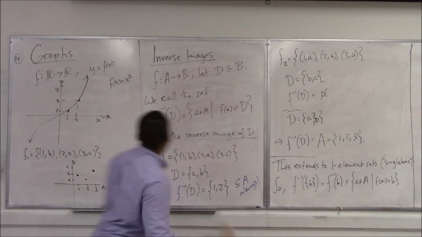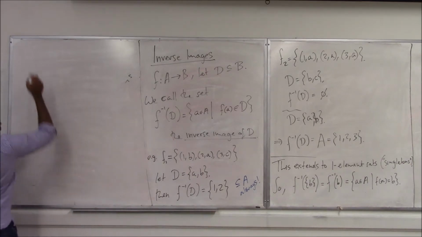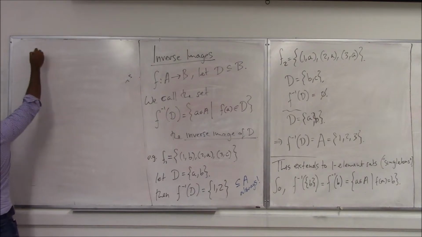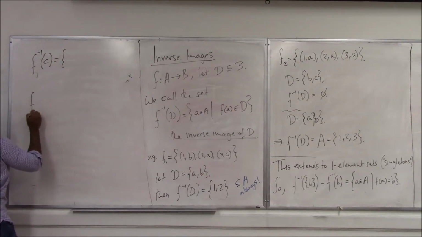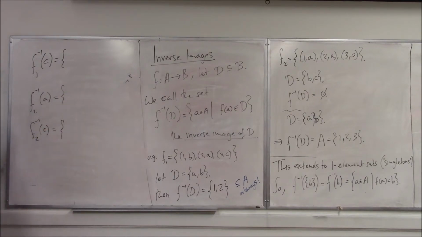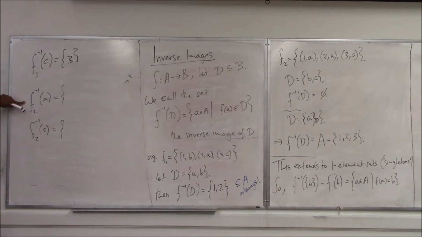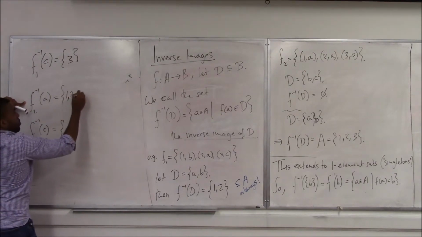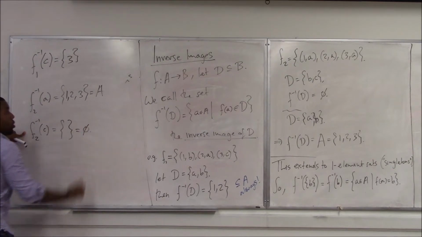So I can talk about, for example, F1 inverse of the element C. Which element is that? And I can talk about F2 inverse of the element A, and F2 inverse of the element C. What's this one? The set {3}, just a set containing 3. That was the only element that mapped to C. What was F2 inverse of A? Big A, right? Everyone mapped to A. What's this one? The empty set. No one mapped to C in F2. Okay.